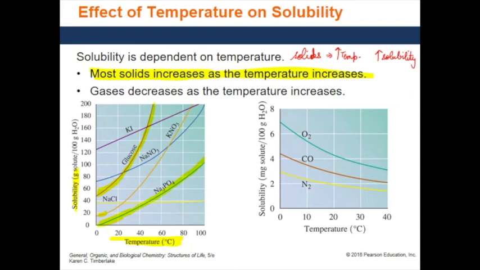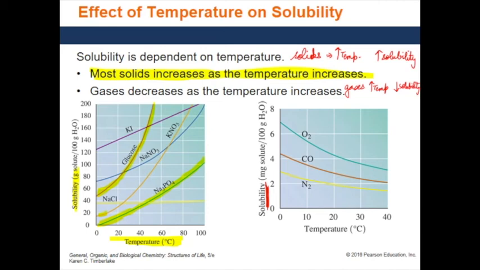Why? Because as we increase the temperature, those gas molecules will have more energy. They are going to escape the solution. So the amount of gas in water is going to decrease, which means the solubility of gas in water decreases as we increase the temperature. So gases have an opposite effect. As we increase the temperature, the solubility decreases in case of a gas.